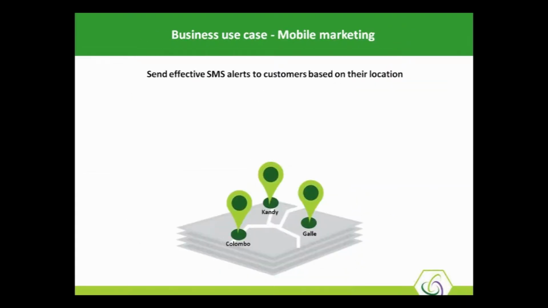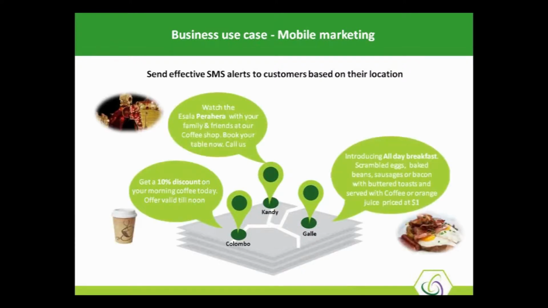In my third example, let's assume our favorite coffee shop. We have our main branch at Colombo, and we have our other branches at Kandy and Galle. And we have these promotions. In the Colombo branch, we have a 10% discount on your morning coffee.